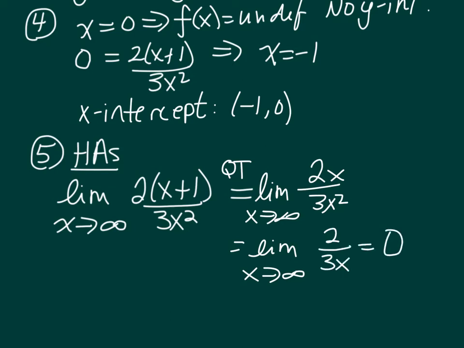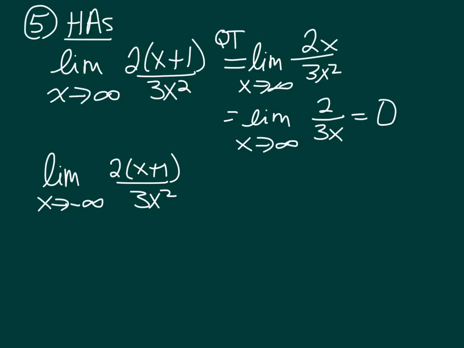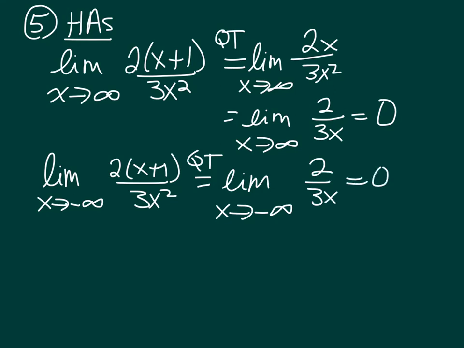So that tells me right away that y equals 0 is a horizontal asymptote. But I should also examine the limit as x tends to minus infinity of the function. For the limit as x tends to minus infinity, we can use the same approach, and again that's equal to the limit as x tends to minus infinity of 2 over 3x, which is 0. So as x gets very large, my function is tending to 0, and as x gets very small, my function is also tending to 0. But in any case, y equals 0 is a horizontal asymptote.